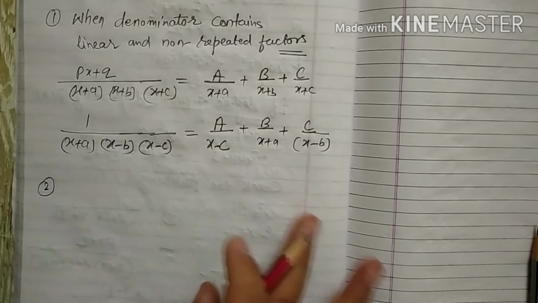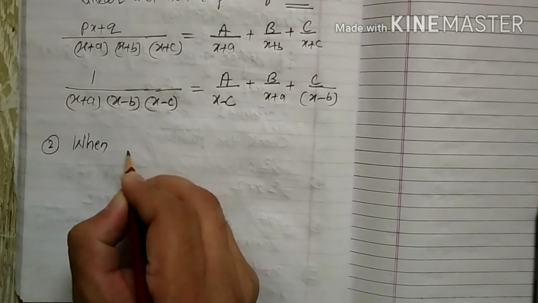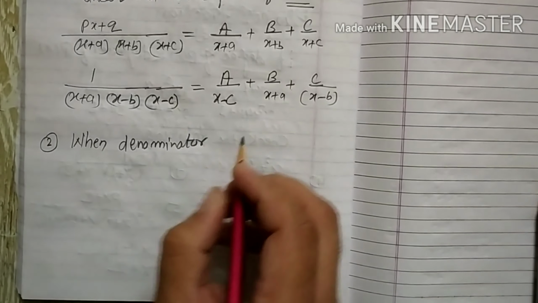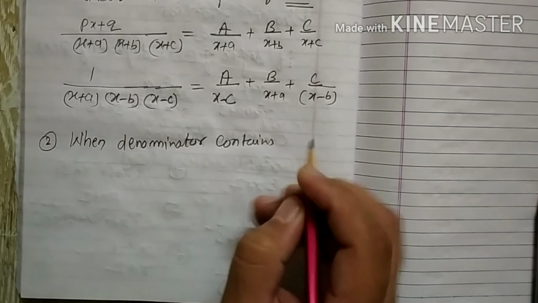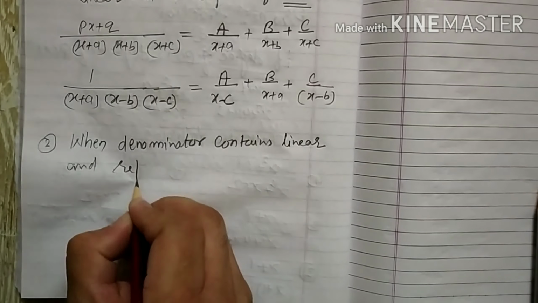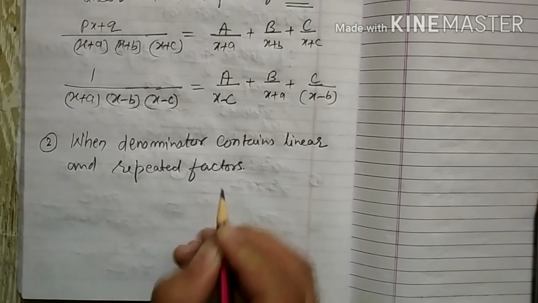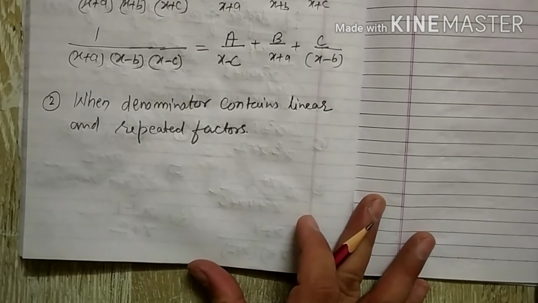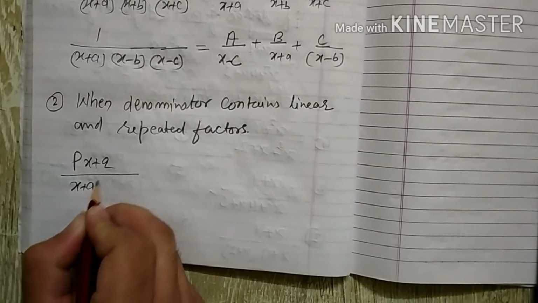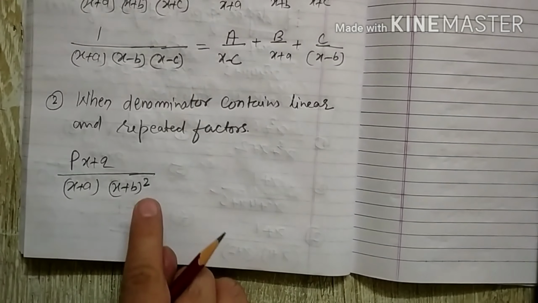Now I'm bringing case 2. In case 2, when the denominator contains linear and repeated factors, the factor will be repeating. Suppose px plus q upon x plus a, this is a linear factor, and the second factor is x plus b, and it is repeating 2 times.